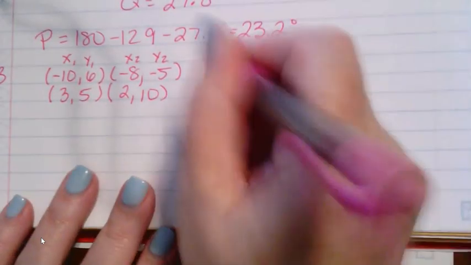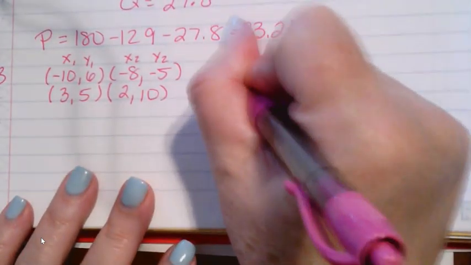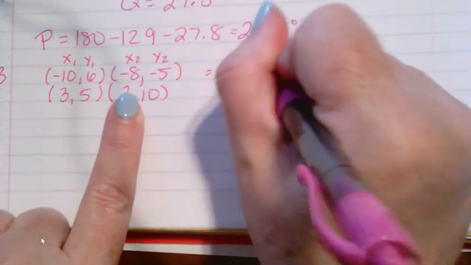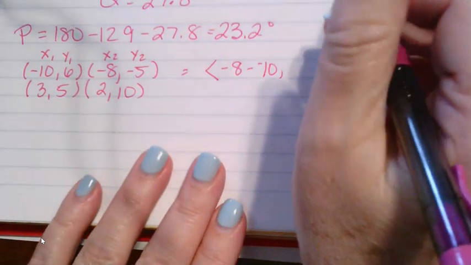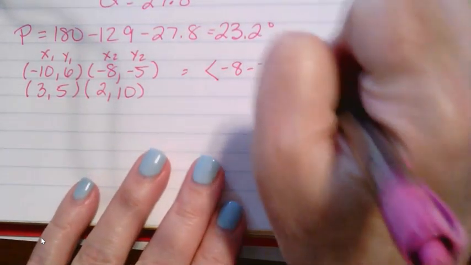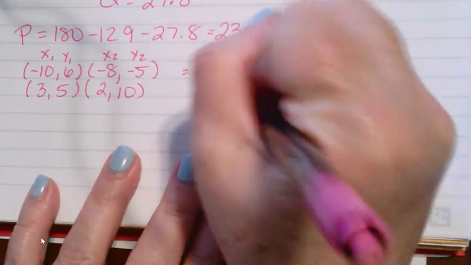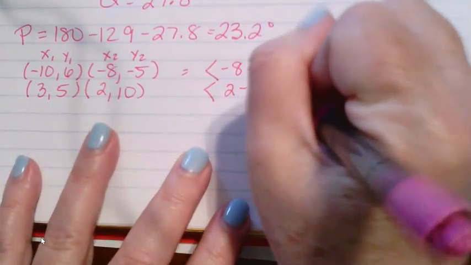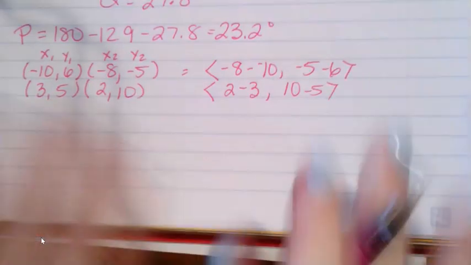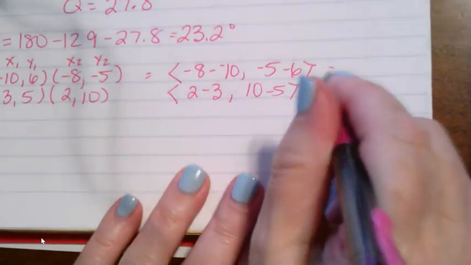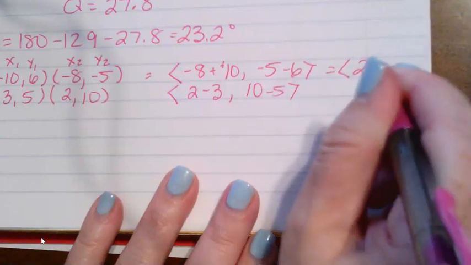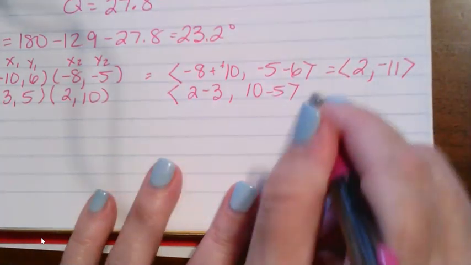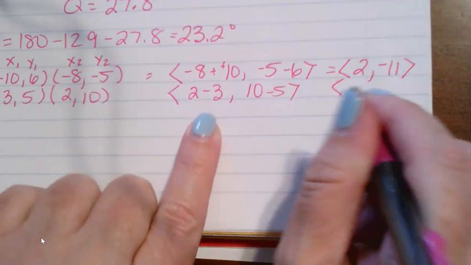Okay, so here we go. Negative 8 minus a negative 10. Negative 5 minus 6. 2 minus 3. And 10 minus 5. Okay. So plus plus. So we get 2 and negative 11. Negative 1 and 5.